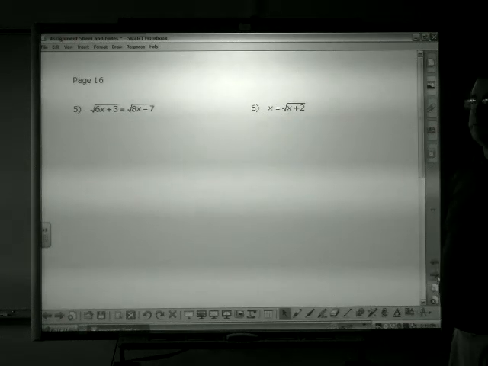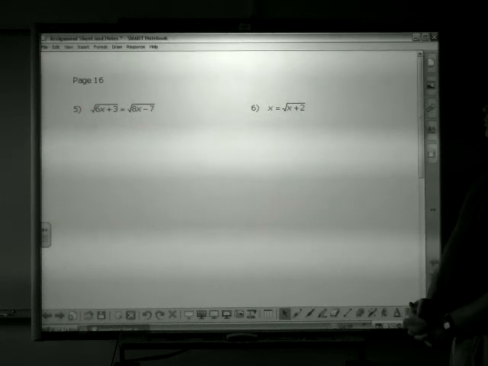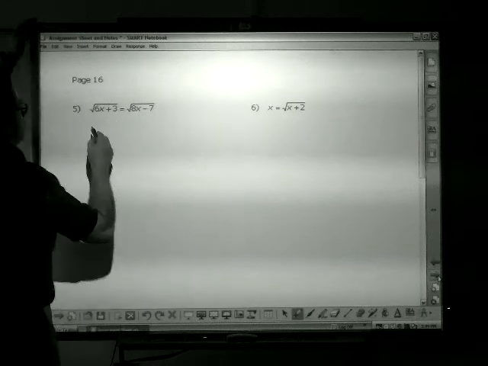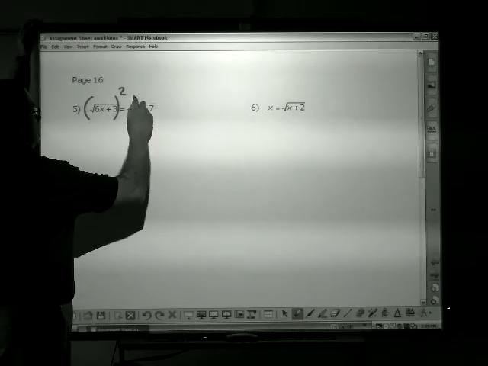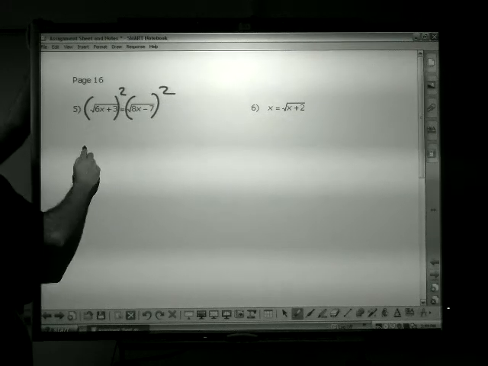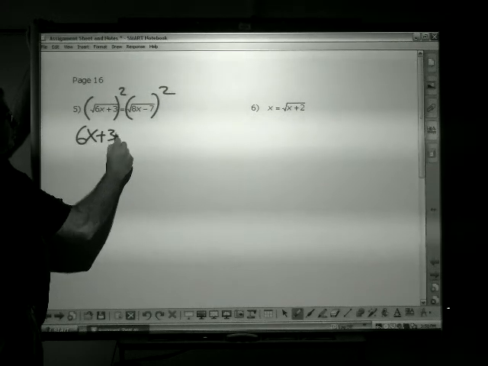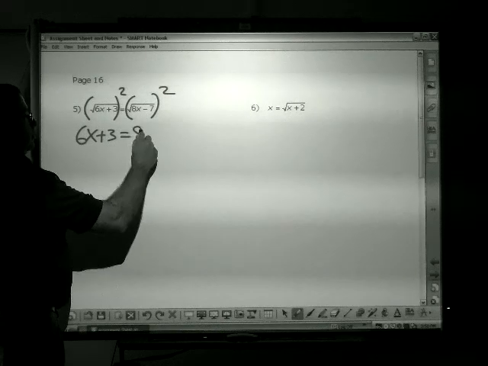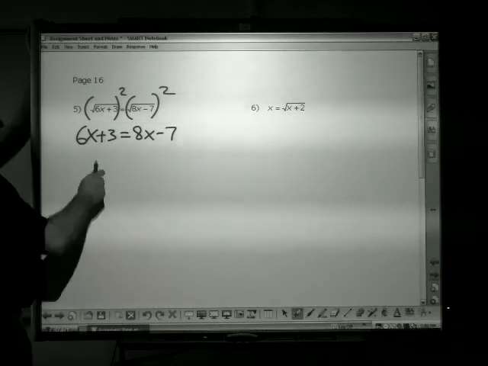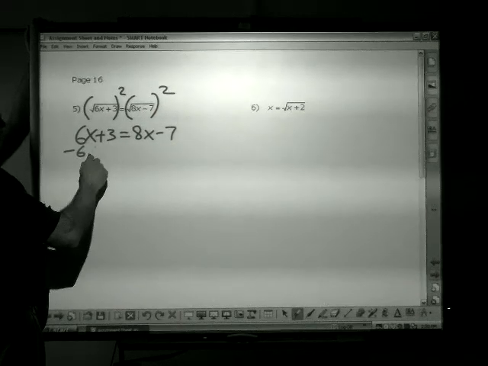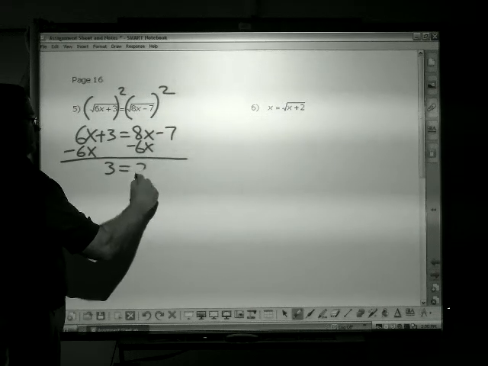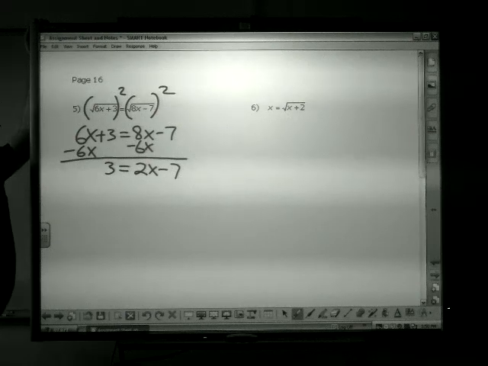Number 5. We have radicals on both sides, but that's okay. They are isolated. So let's just square both sides. The square root of anything squared is the anything. Okay. Now solve what's left. 6x is smaller, so I'm going to take away 6x. So I have 3 equals 2x minus 7.